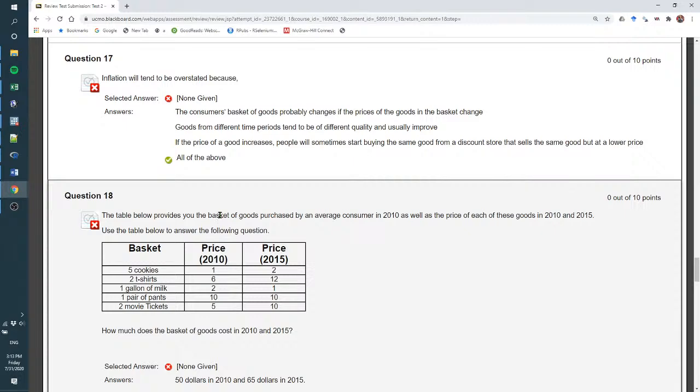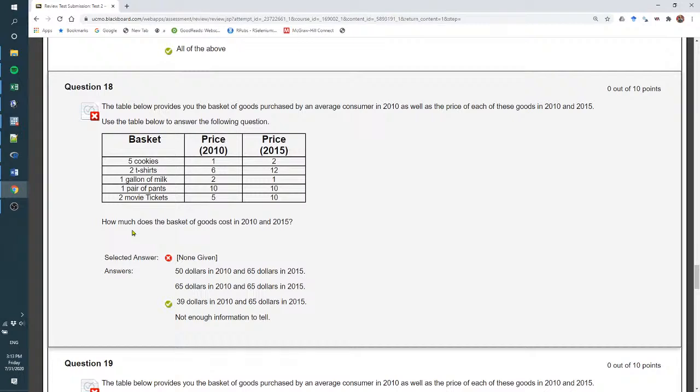All right, 17 is done. 18, the table below provides you the basket of goods purchased by the average consumer in 2010, as well as the price of each of these goods in 2010 and 2015. Use this table to answer the following question. How much does a basket of goods cost in 2010 and 2015? All right, let's go ahead and calculate this real quick.